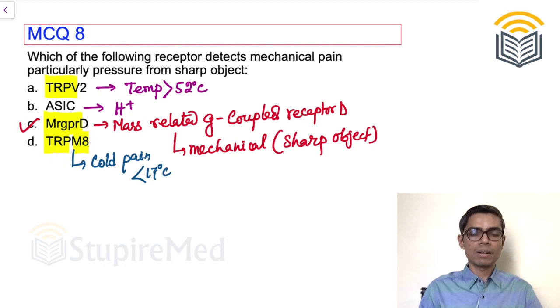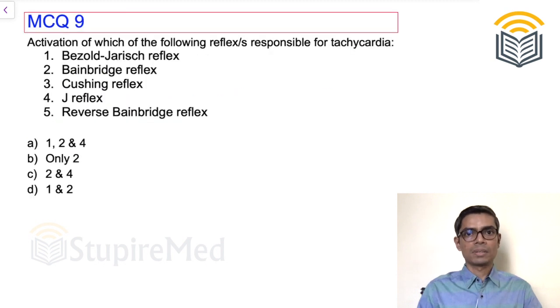Below 17, or the range is 8 to 27. This is the TRPM8. Question number 9. Activation of which of the following reflex is responsible for tachycardia? Bezold-Jarisch reflex, Bainbridge reflex, Cushing reflex, J reflex, and reverse Bainbridge reflex.